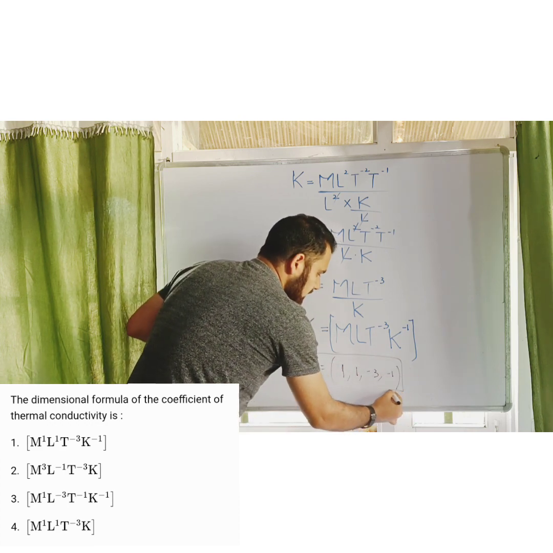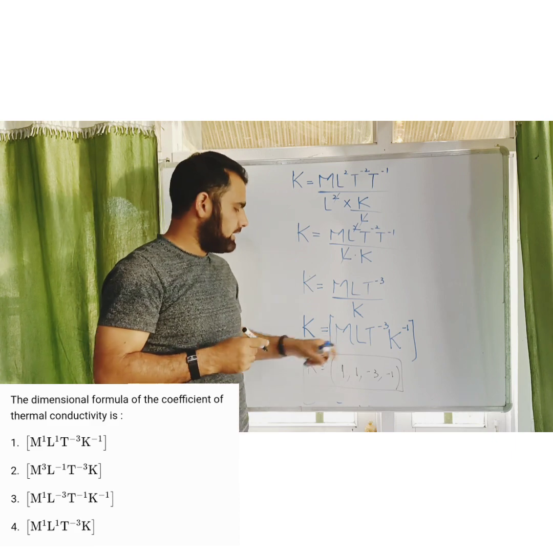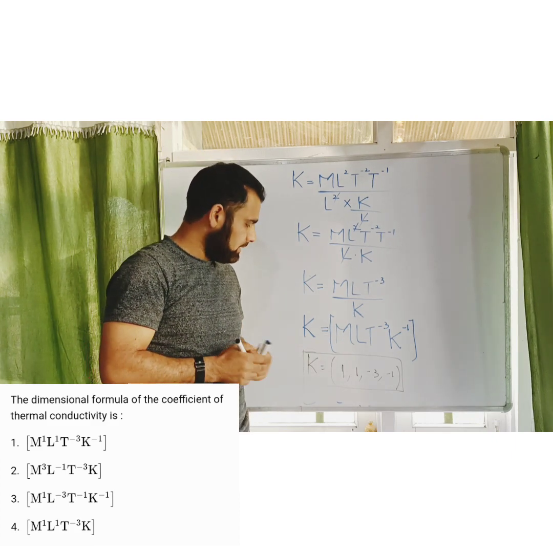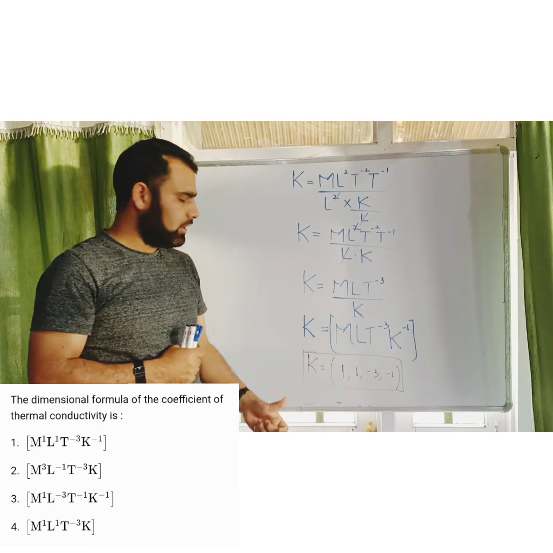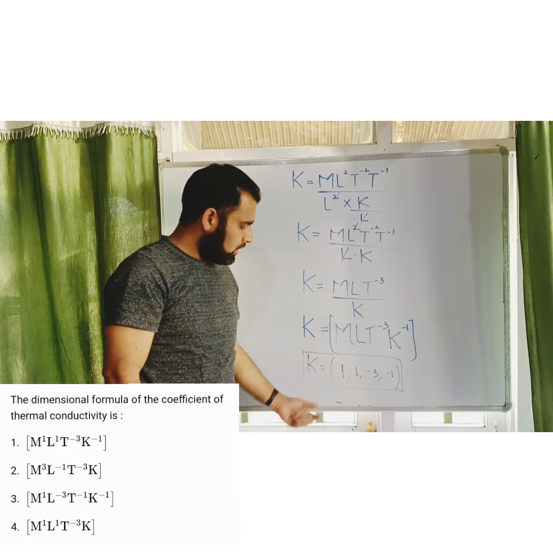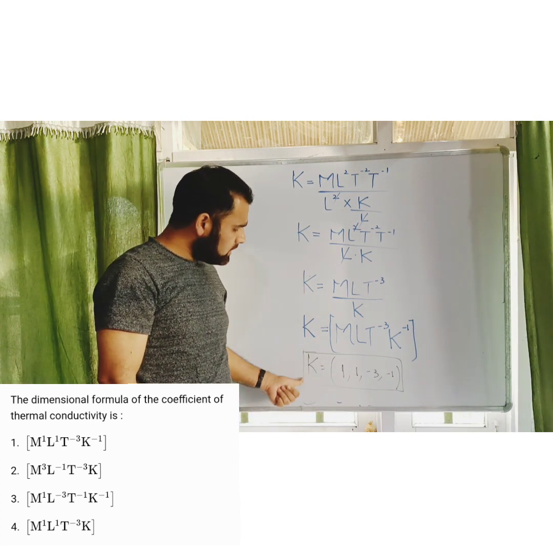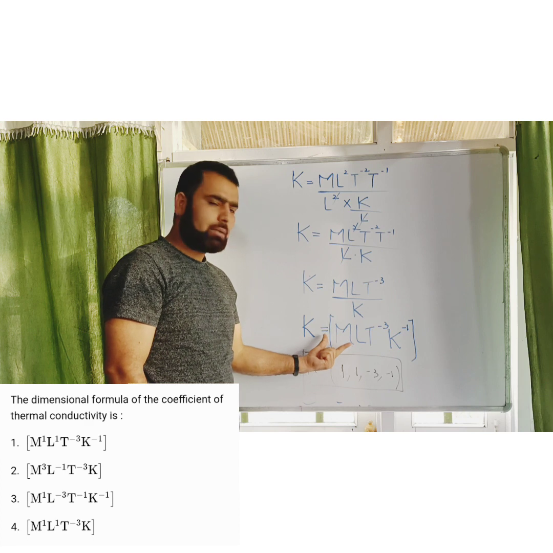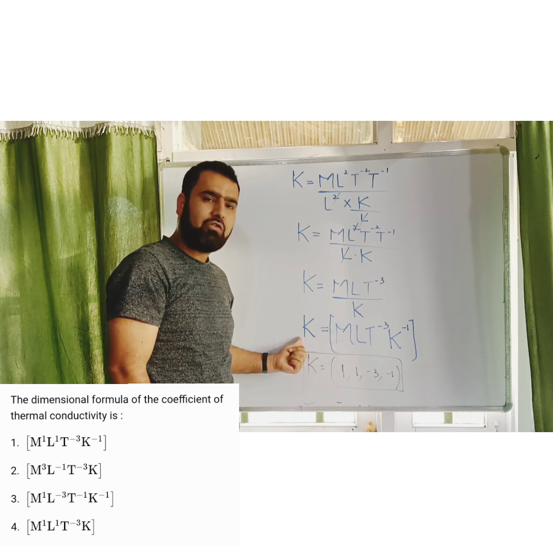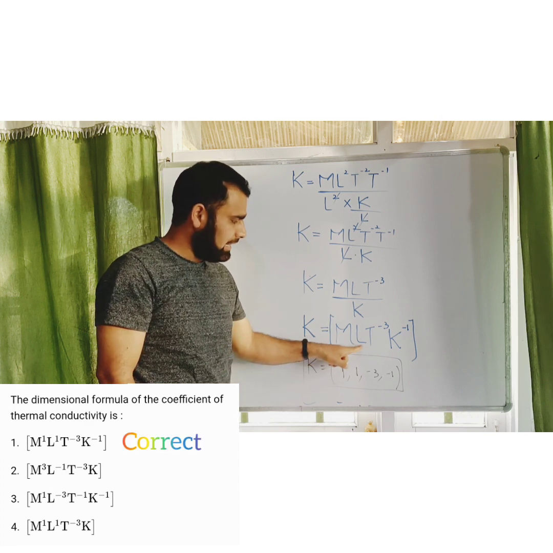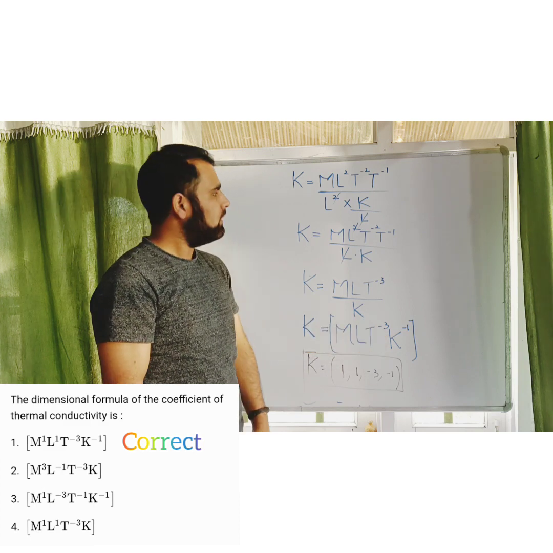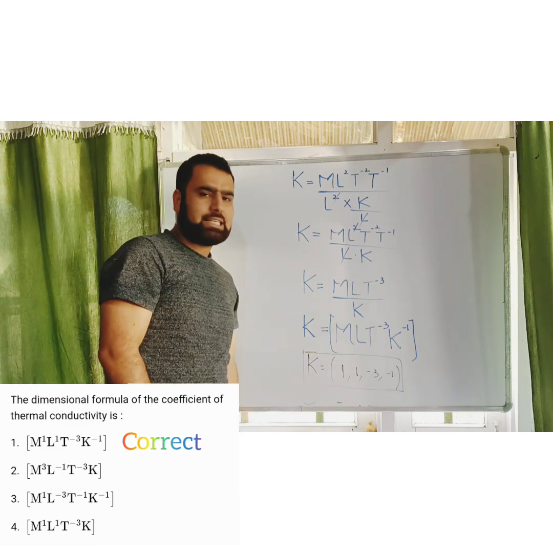Because dimensions are basically the powers which are raised to the base quantities in order to represent the physical quantity. Okay, so this is the dimensional formula of coefficient of thermal conductivity. It is M L T^-3 K^-1. Now looking for the SI unit.